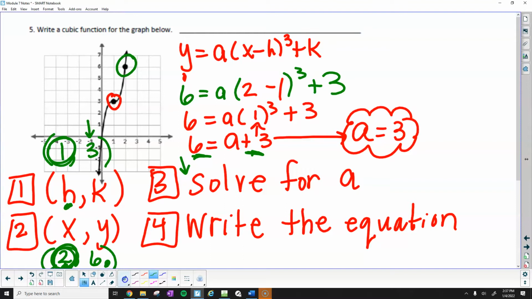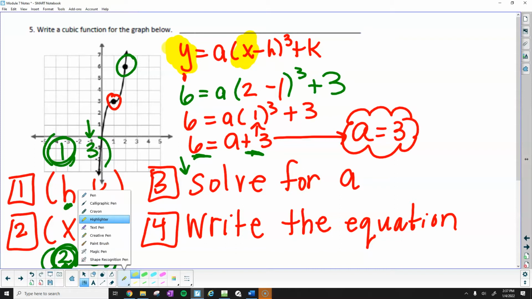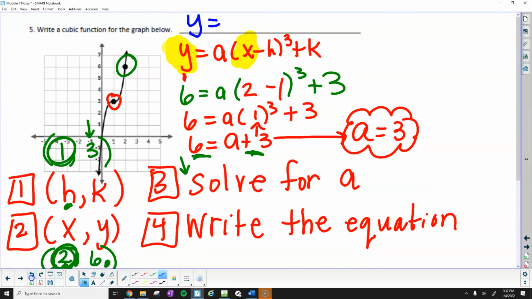So, speaking of the equation, which is this right here, the only letters you can ever have when you write an equation are the letters x and y. Everything else has to be a number. And we have everything we need. So we're going to go ahead and write this equation. It is going to be y equals, remember the a was 3, opposite of the h value, we have to write minus 1. Don't forget it's cubed, plus 3.